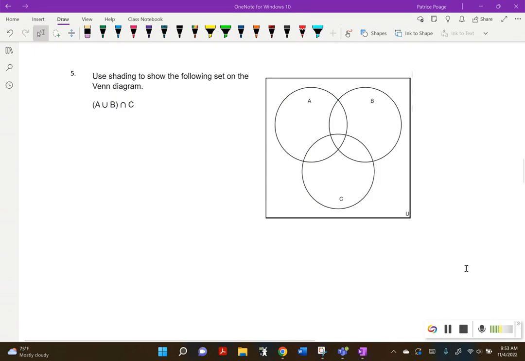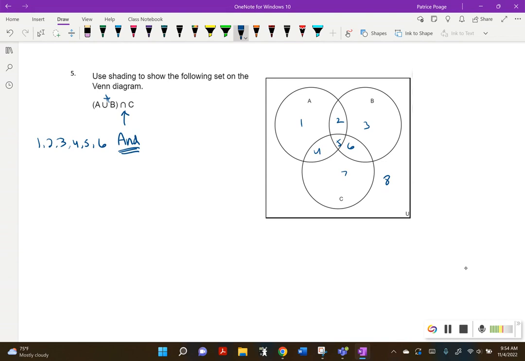Okay, it says use shading to show the following set on the Venn diagram. Okay, same thing. So we're going to do 1, 2, 3, 4, 5, 6, 7, 8. Our main operation is intersection, which means and, very strict. On the left side, it says A union B. So think of it as plus. We want all the numbers in A plus all the numbers in B without repeating. So we want 1, 2, 3, 4, 5, 6. All the numbers in A plus B.